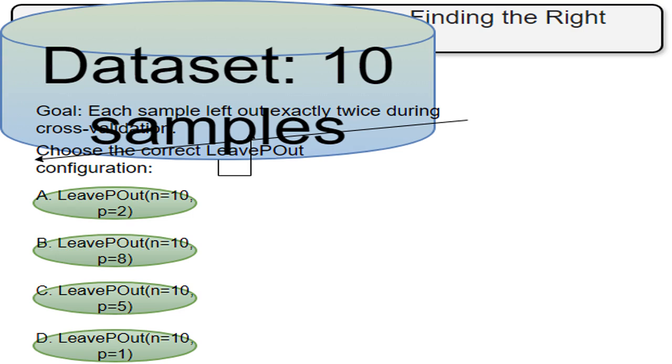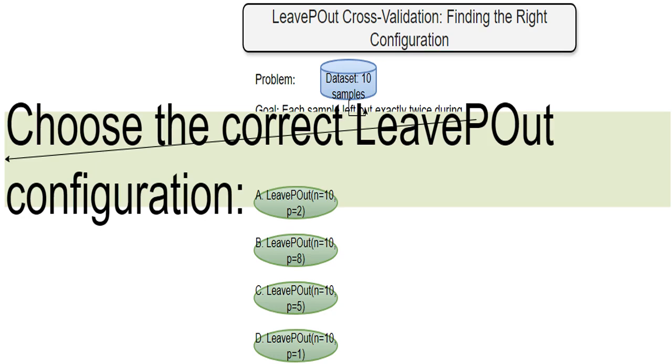in the model's evaluation. This option specifies a cross-validation configuration where the total number of samples, n, is 10, and the number of samples left out in each iteration, p, is 2. This means that in each iteration, the model will be trained on 8 samples and tested on 2. The question asks whether this will result in each sample being left out exactly twice. We'll need to do some calculations, or perhaps some clever reasoning, to see if that's true.